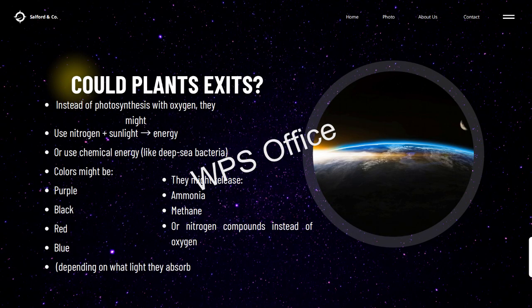Could plants exist? Of course, yes, but not the usual green plants. Instead of photosynthesis with oxygen, they might be called alien plants. They use nitrogen and sunlight for energy, or use chemical energy like deep sea bacteria. The colors for the plants would be purple, black, red, and blue, depending on what light they absorb. They might release ammonia, methane, or nitrogen compounds instead of oxygen.